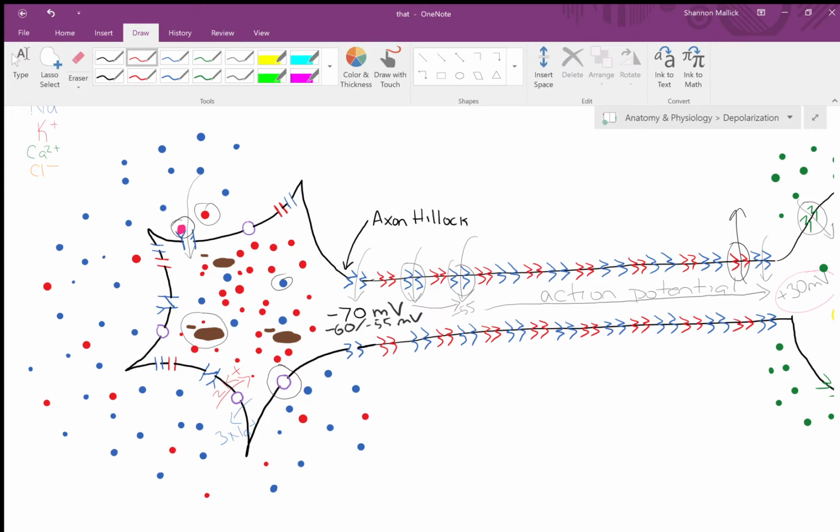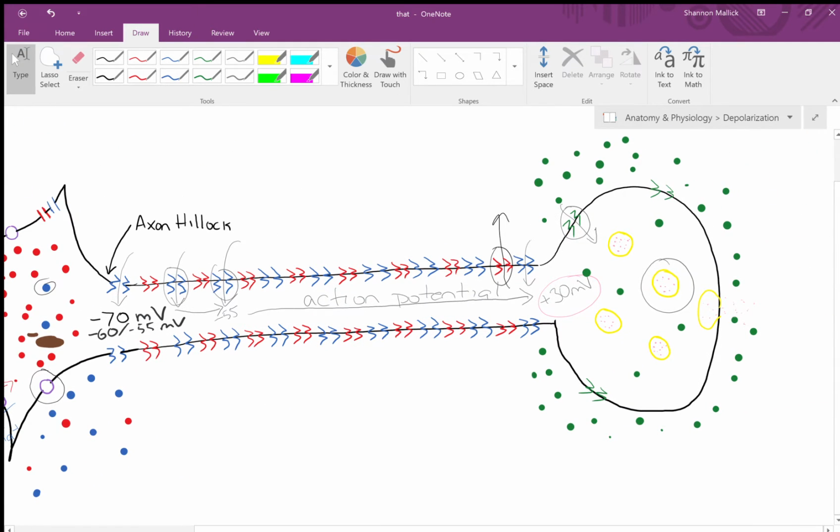And those pumps are working in hyperdrive to get the concentration gradients back to their resting state, with a higher concentration of potassium inside and a higher concentration of sodium outside the cell. You also have calcium pumps down here at the other end that have also kicked on, and they're also moving calcium against its concentration gradient to move all of this extra calcium back out of the cell, so that there's a concentration gradient with a higher concentration of calcium outside the cell.